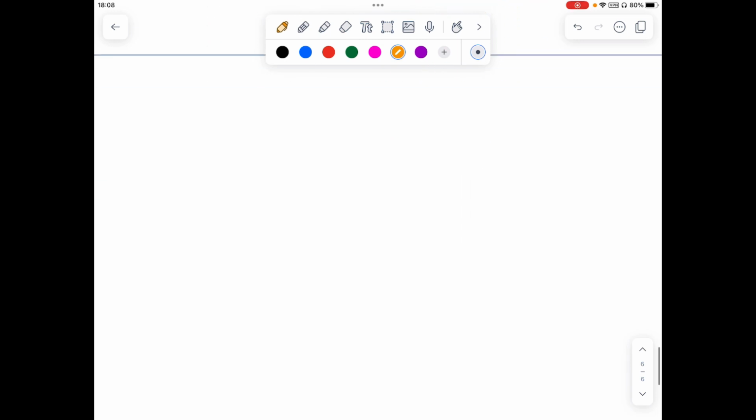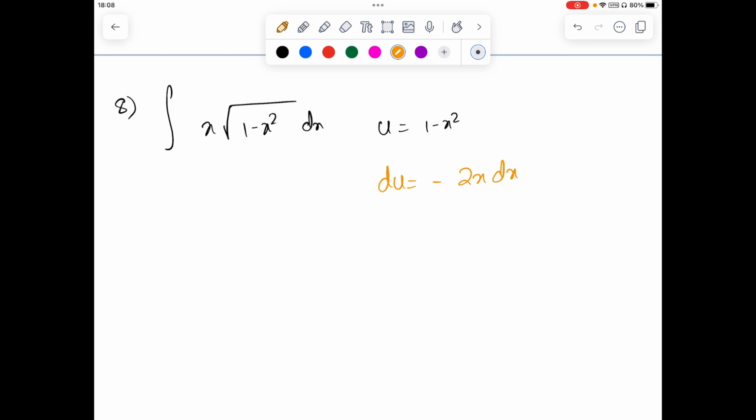That is question number 7. Question number 8. Integral of x times square root of 1 minus x square dx. u equals 1 minus x square. So what does du become? Minus 2x dx. I have minus 2x dx, so multiply by minus 2 and divide by minus 2.